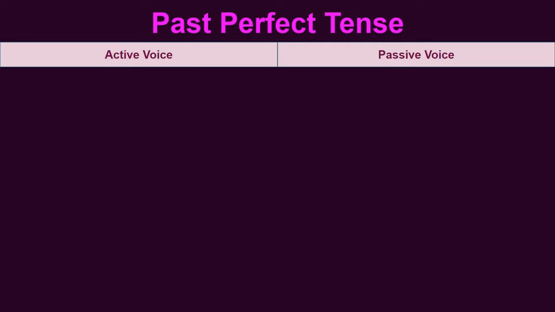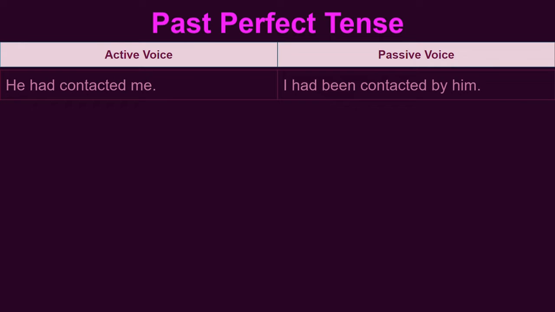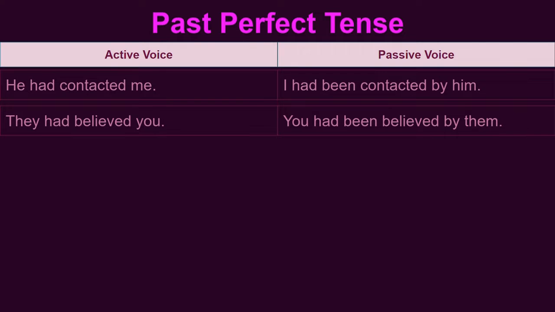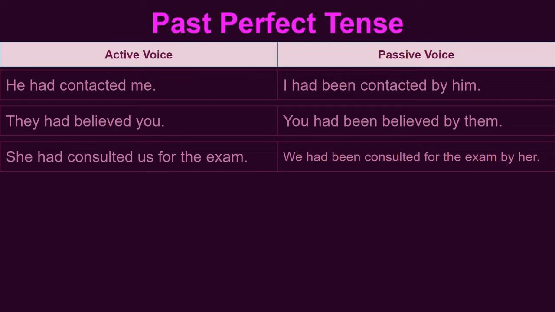Past perfect tense. Active voice, passive voice. He had contacted me. I had been contacted by him. They had believed you. You had been believed by them. She had consulted us for the exam. We had been consulted for the exam by her.